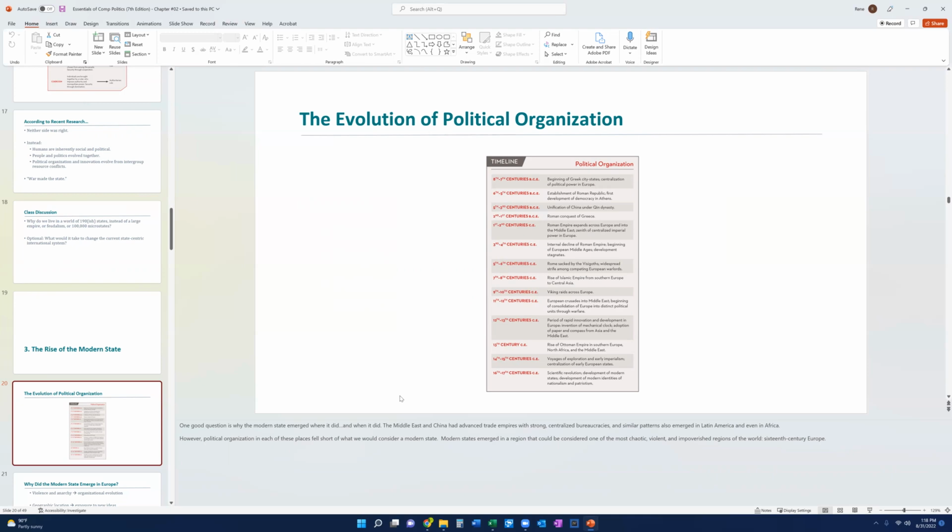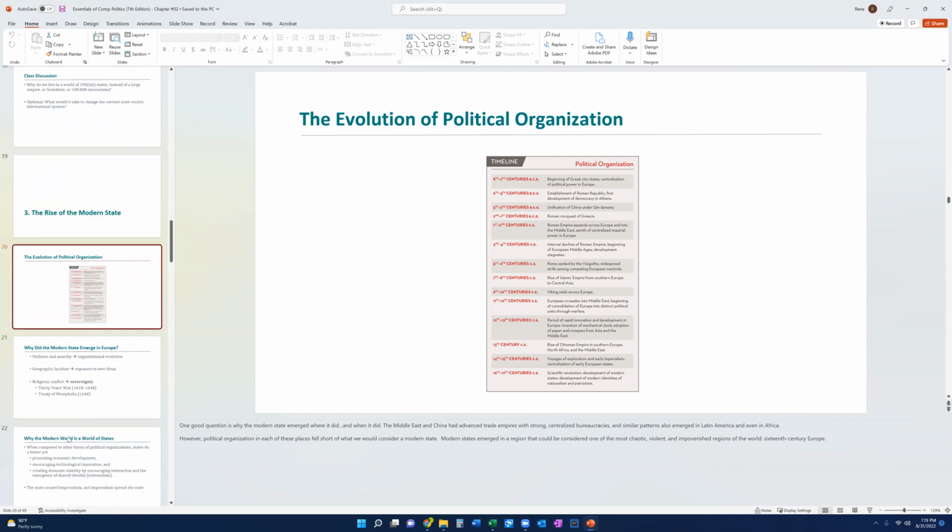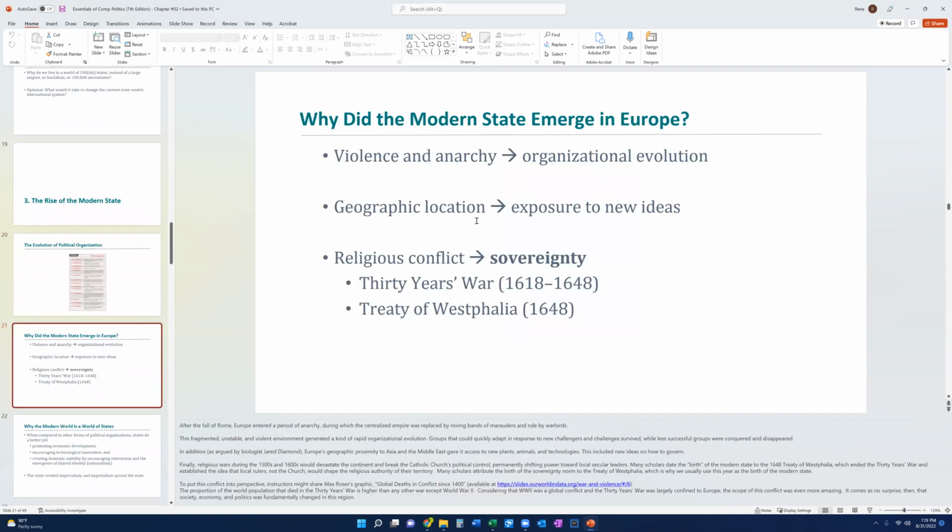But we think that modern states were created essentially in Europe, and that while places like the Middle East and China did have strong centralized bureaucracies, and some similar patterns also happened in Latin America and even Africa, at the end of the day, the most complete definition of what a state looks like was perhaps best answered within Europe. And so the question is, why is it that Europe became the place where the modern state was invented? There's a few different reasons for that.